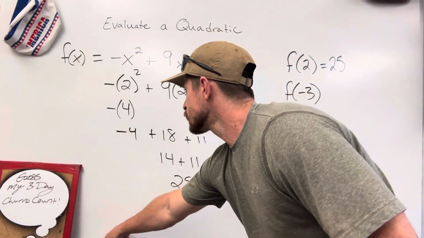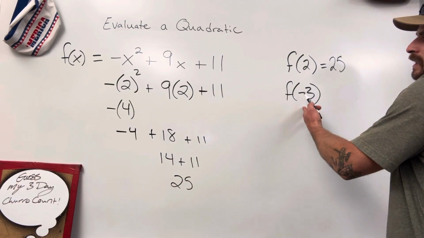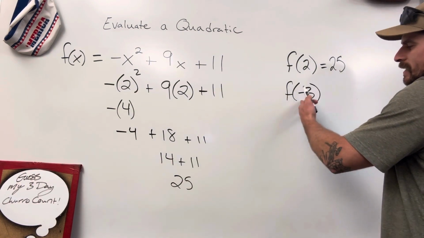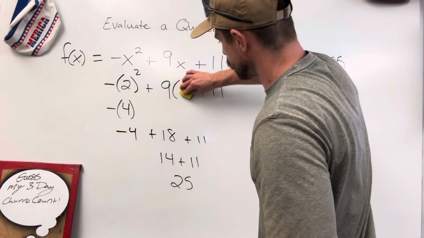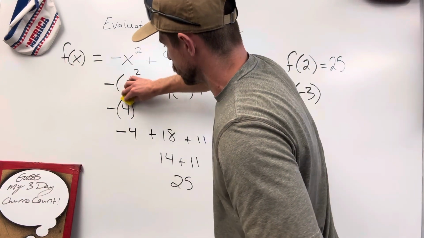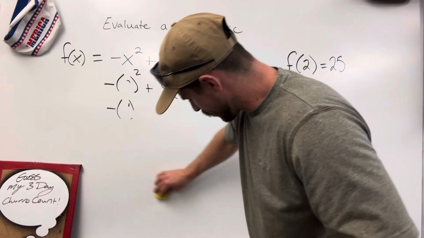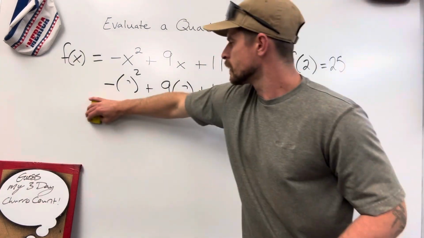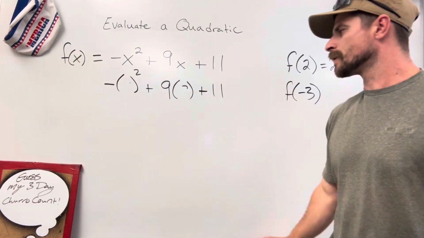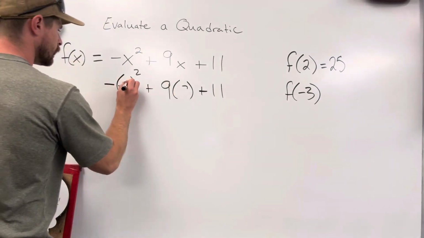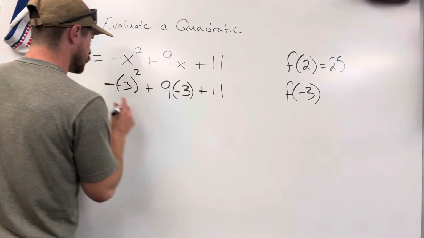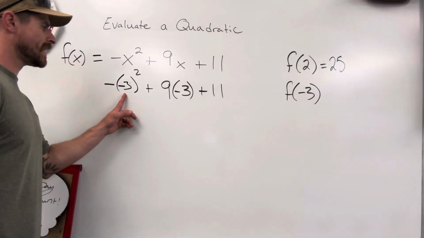Okay, let me erase these right here. We'll plug a negative 3 in. Typically, I see mistakes when kids use negatives. So all we're going to do is just erase those parentheses. We're going to have different values now, and we're going to work that out to get a new output. So let's put a negative 3 in. Negative 3, negative 3. Now, what is negative 3 squared?